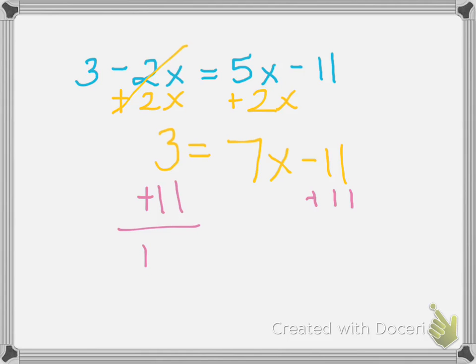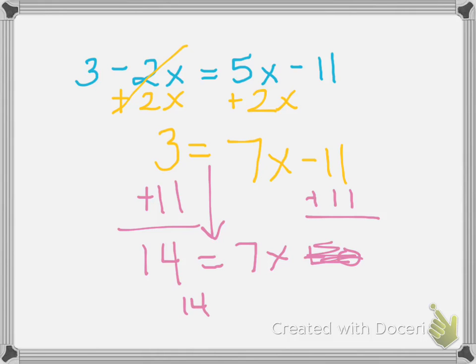3 plus 11 is 14. Bring down my equal sign. 7x I haven't touched. And negative 11 plus 11 is just 0, so this is like saying 7x plus 0, so we don't really need this. We can just rewrite it as 14 equals 7x.